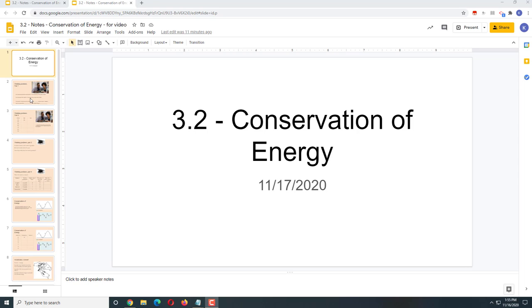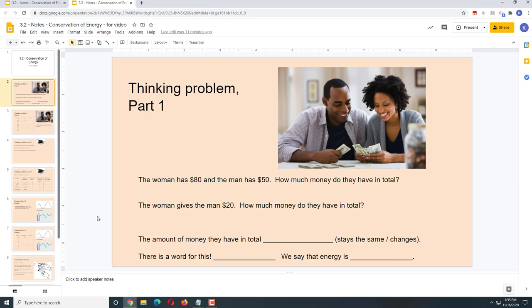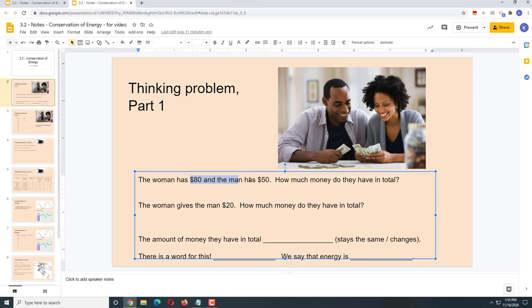3.2 Conservation of Energy. In this picture, the woman has $80 and the man has $50. How much money do they have in total? So 80 plus 50, that's 130.